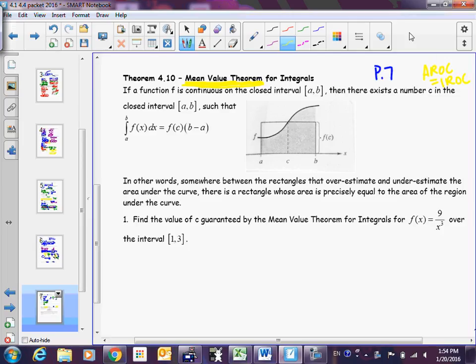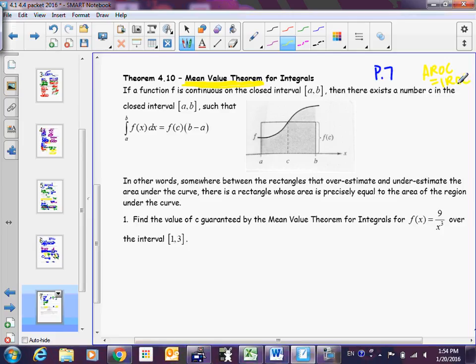But it was basically where the estimation equaled the exact. Okay? The slope average over 2 points equaled the slope at exactly 1 point. That's what mean value theorem for derivatives means. Okay? What we're going to talk about today is what does it mean for integrals?